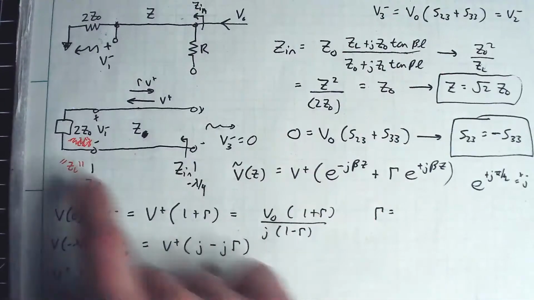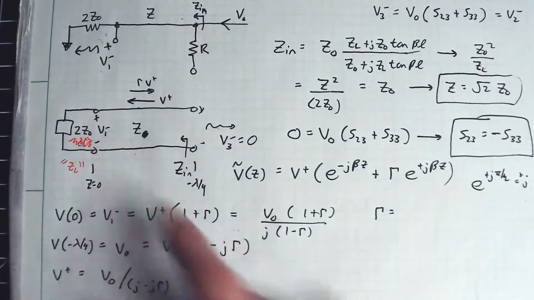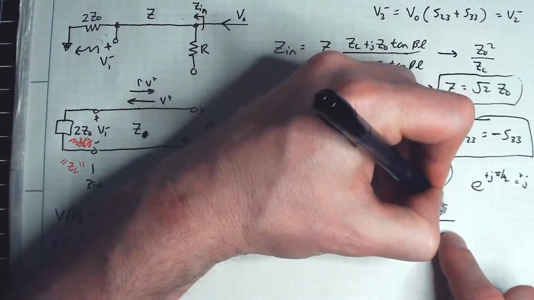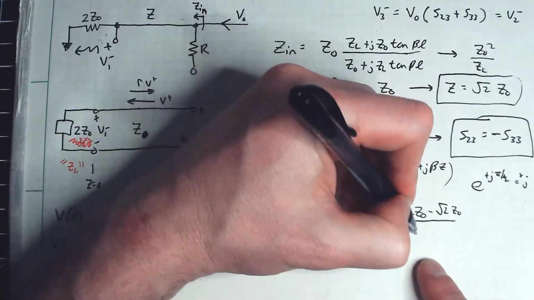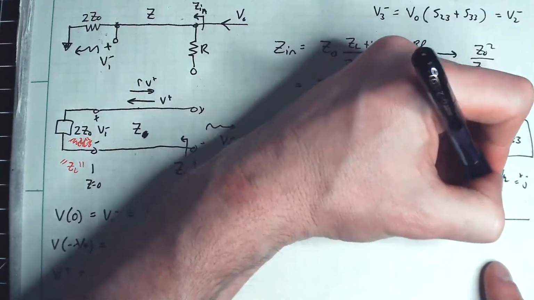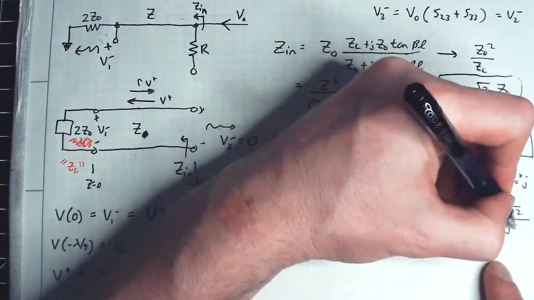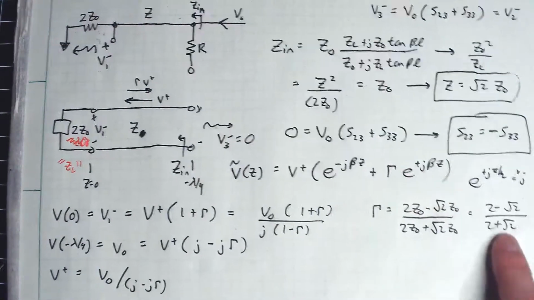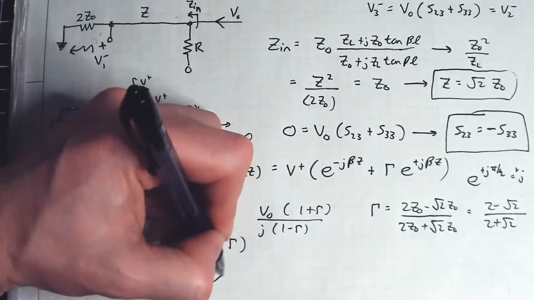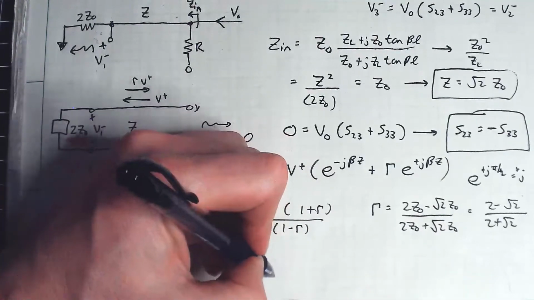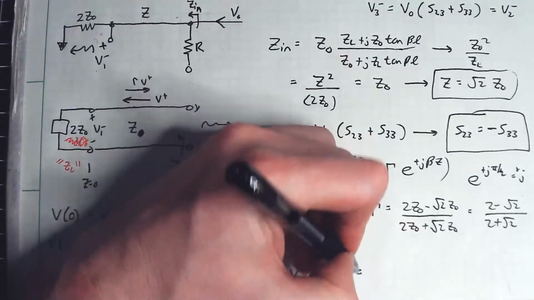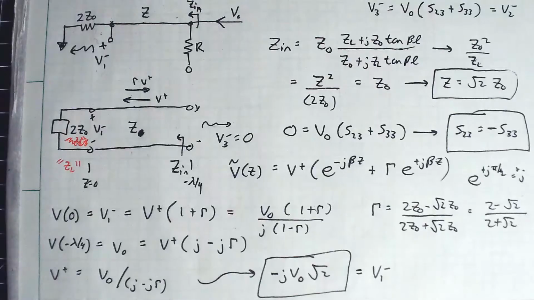Remember, gamma is ZL minus Z naught over ZL plus Z naught. So you get 2 Z naught minus root 2 Z naught over 2 Z naught plus root 2 Z naught, which simplifies to 2 minus root 2 over 2 plus root 2. If you substitute that in for gamma here and simplify everything out, what you finally get is V naught minus equal to negative j V naught times the square root of 2. So that's equal to my V1 minus. That is the voltage that will leave out.